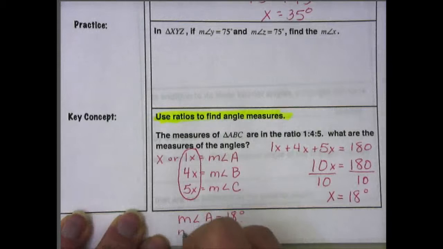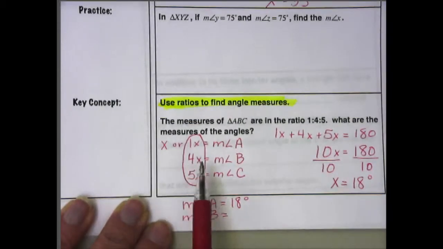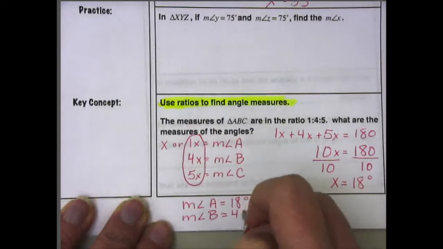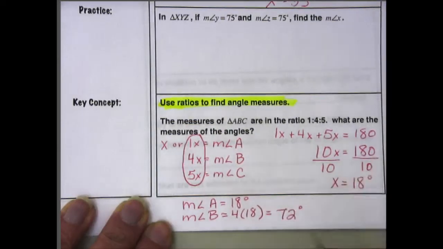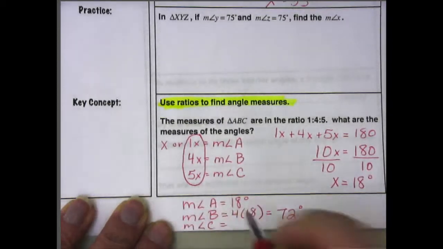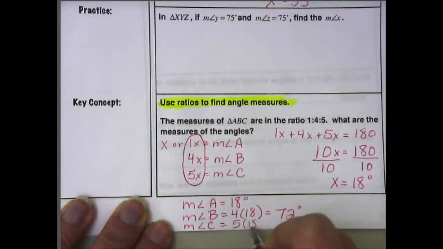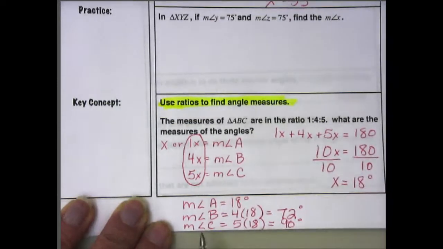Well, now we need to find out the measure of angle B. The measure of angle B is 4 times x. So we're going to take 4 times 18, and 4 times 18 is 72. So now we know that the measure of angle B is 72. The measure of angle C we know is 5x, so we're going to take 5 times 18. 5 times 18 is 90. So now we know the measure of angle C is 90 degrees.